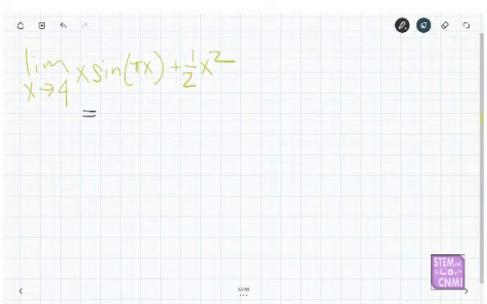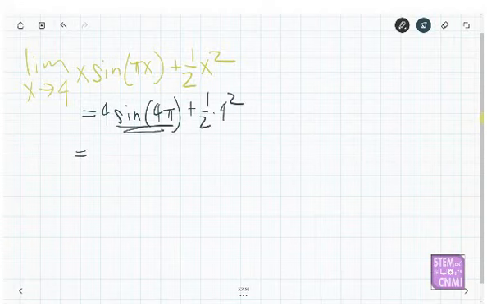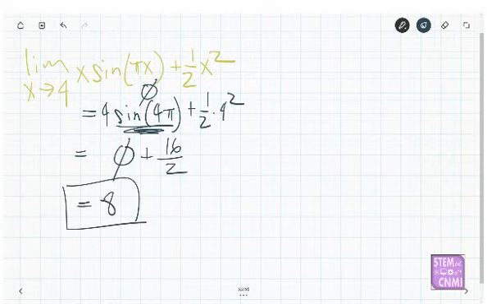So let's go ahead and directly substitute: 4 sine 4 pi plus 1/2 times 4 squared. I happen to know, I have memorized, that sine of 4 pi is 0. So that means we get 0 here, plus 16 over 2, and that gives us a value of 8. So our limit exists, and we can get it by direct substitution.